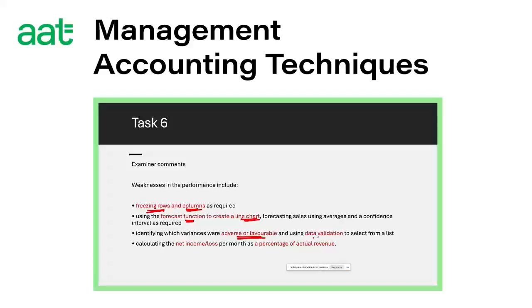Using data validation. Again, if you don't know how to do data validation, it's really, really simple, but not just data validation as you've probably used it before, but using a list and using data validation within that list. Be careful, learn all this up before you even attempt any question or practice exams. Calculating percentage of actual revenue, calculating the net income loss. Again, this is relatively straightforward.